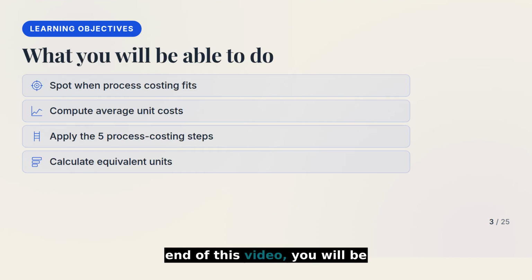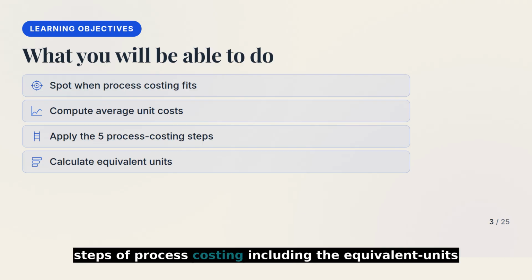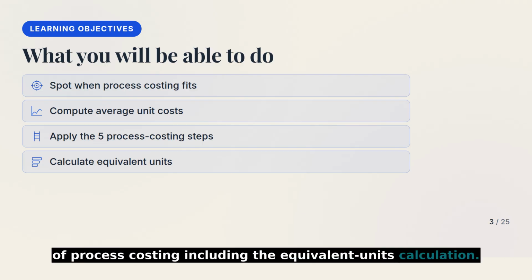By the end of this video, you will be able to identify when process costing is the right tool, compute average unit costs, and apply the 5 steps of process costing, including the equivalent units calculation.